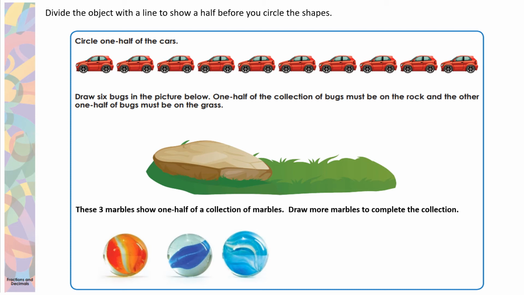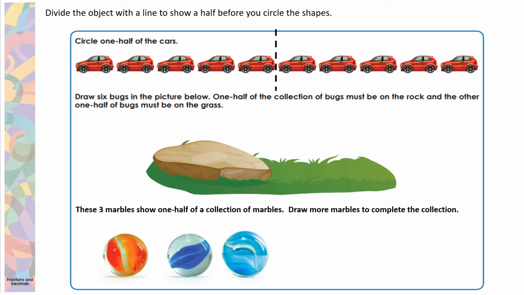Well, I think half of them would go here. So I'm going to put my line here. Now let's see if I'm right. I've got 1, 2, 3, 4, 5 on this side and 1, 2, 3, 4, 5 on that side. Both sides have got the same number of cars. So I've divided my group equally. So I can circle 5 cars.